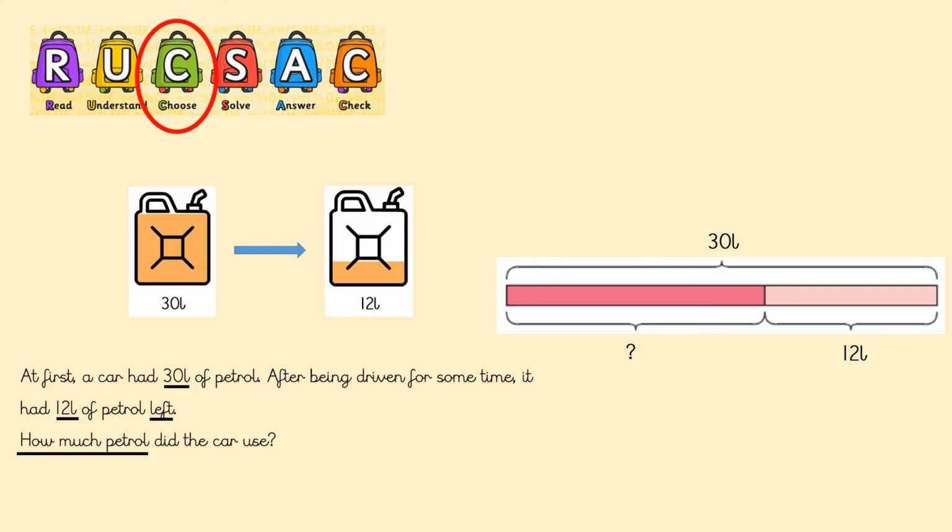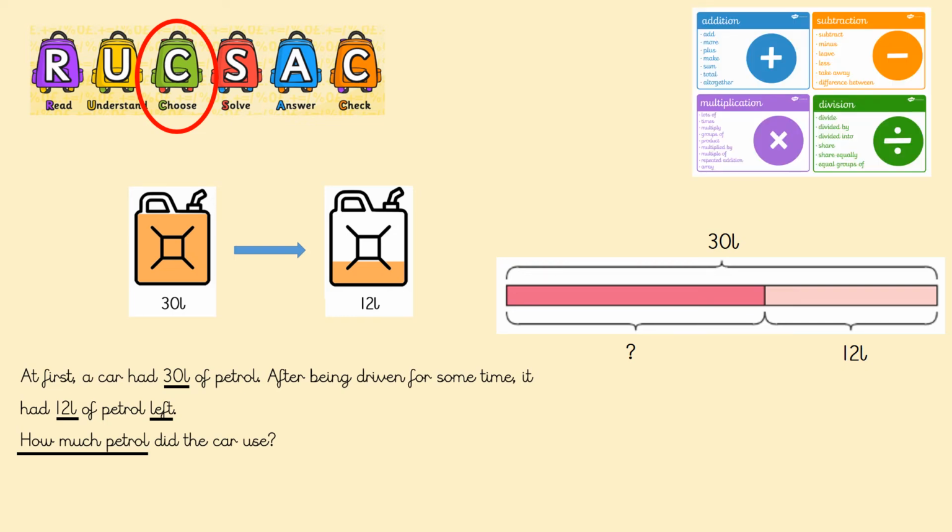So I know the big amount was 30. The biggest number is going to be 30. There was 12 left. I need to figure out this question mark part, the dark pink part of the bar. If we know the big amount and one of the small amounts, we are going to be subtracting. We've got the whole is 30, we've got one part is 12. To find the other part, we're going to be subtracting.